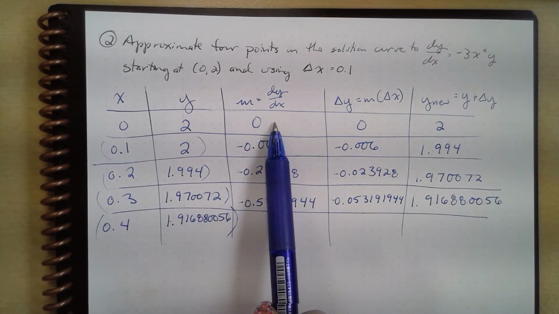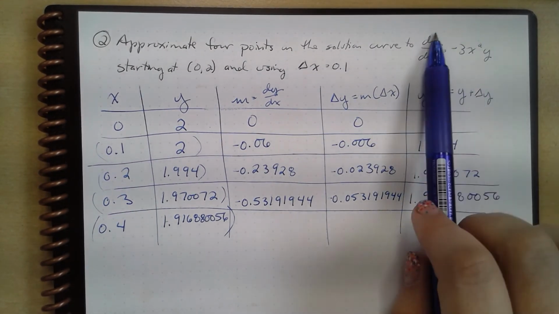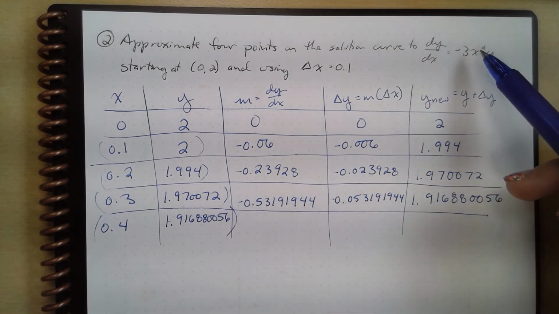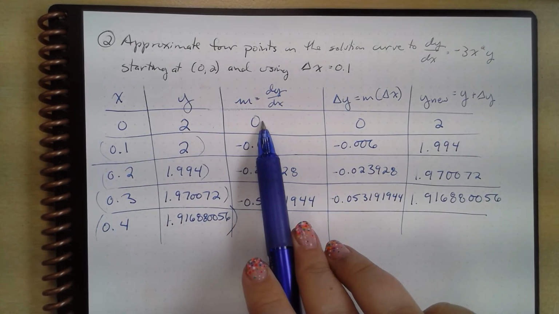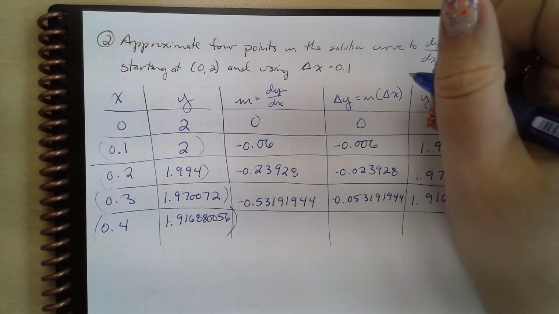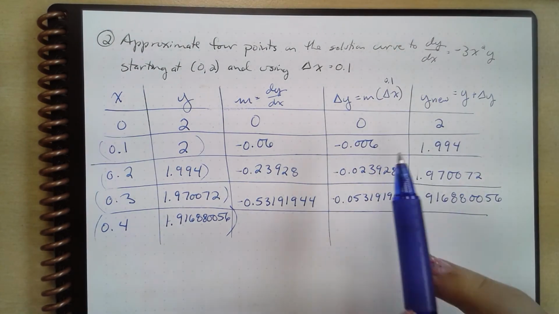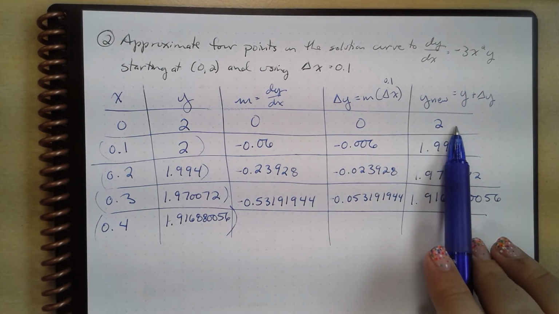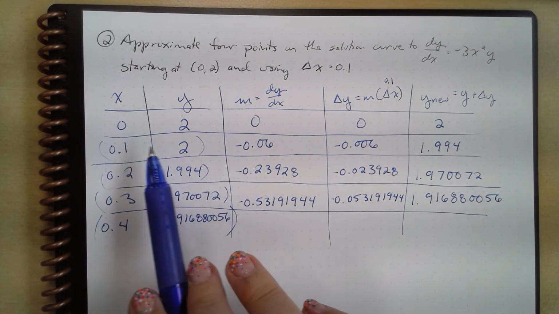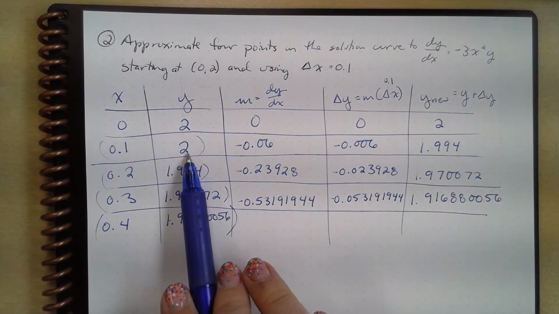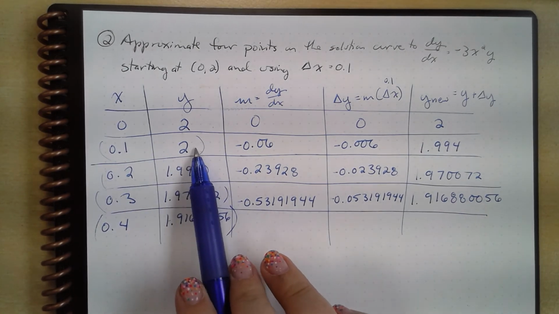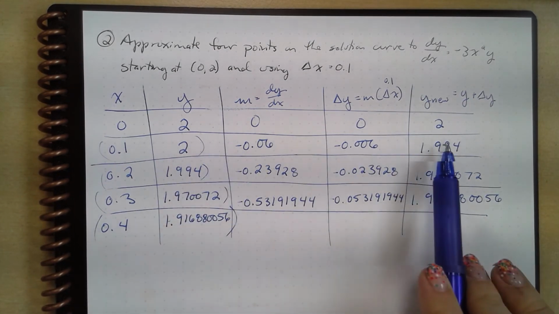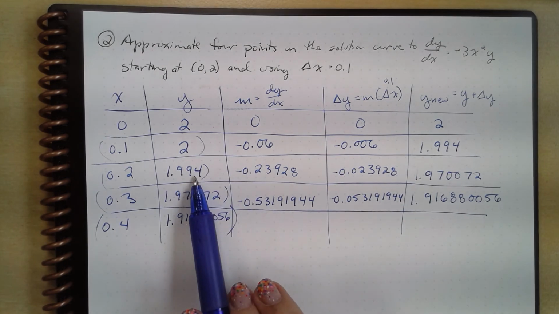Then I'm going to find my m, this time using this differential equation. So your differential equation will likely be provided and different every time. So I calculate m, I take m times delta x, which again is 0.1, and then I add this value to y, I get y sub nu. I carry y sub nu over here. So it looks like 0 and 0.1 are approximately the same. I repeat the process. I find m, I take m times delta x, I add delta y to y, I get this. I move 1.994.